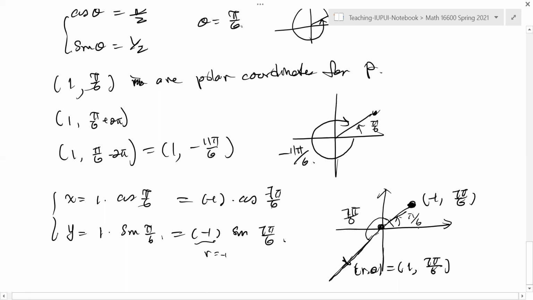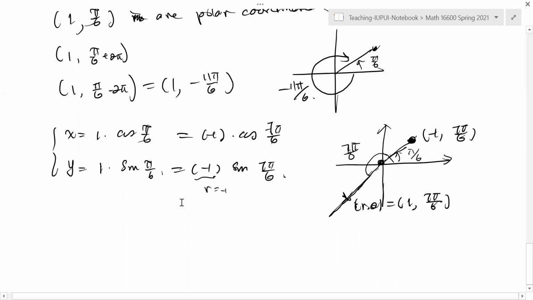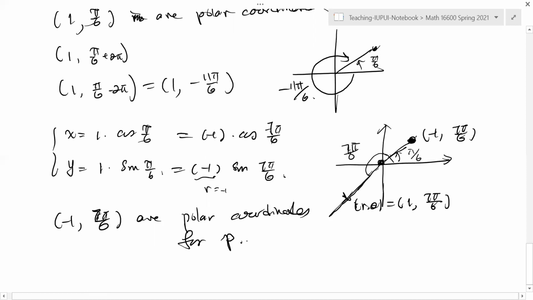So first of all, the angle determines the line. Then you choose a point, assuming R is positive. Then if R is negative, you go to the other side, so you're back to that point. So we can also say that negative 1, 7 pi over 6 are the polar coordinates. So we allow R to be negative for the same point P, which is square root of 2 and 1/2.